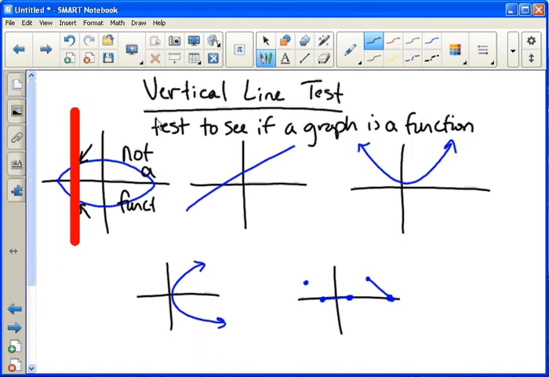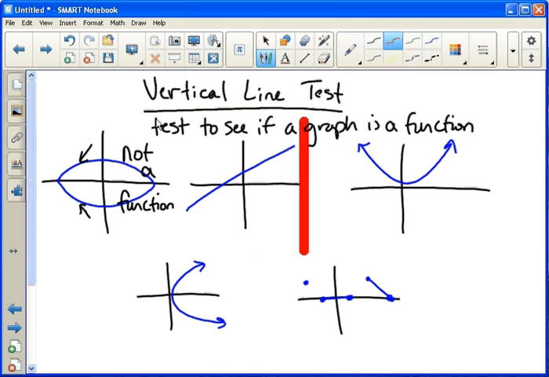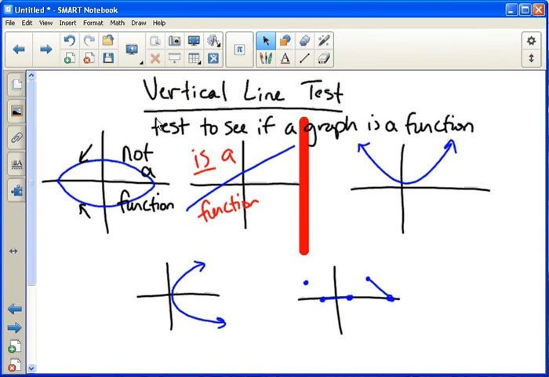Okay, as I pass through here, I seem to just be hitting one point at a time. And so I'm good. This passes the vertical line test, so it is a function. Any straight line that's not vertical should be a function. Okay, let's pass over this one. Appears we're just touching one point at a time. All right, we're good there as well, so this is a function.